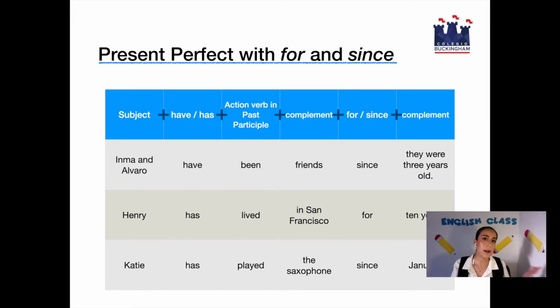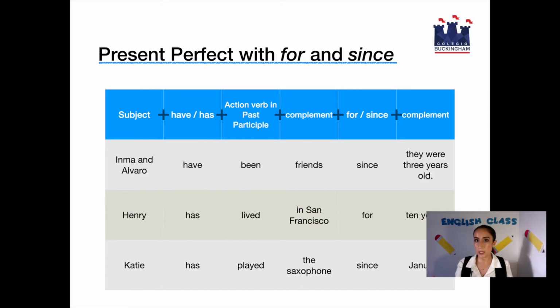Okay, so how are we going to create our sentences using present perfect with for and since? First of all, we are going to need a subject. Then we are going to use the auxiliary that we always use for present perfect, that is have or has. Remember, have is for I, you, we, and they, and has, we are going to use it for he, she, and it, the third person pronouns. Then we are going to need the action verb in past participle.